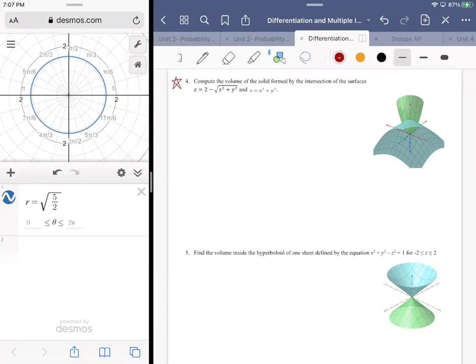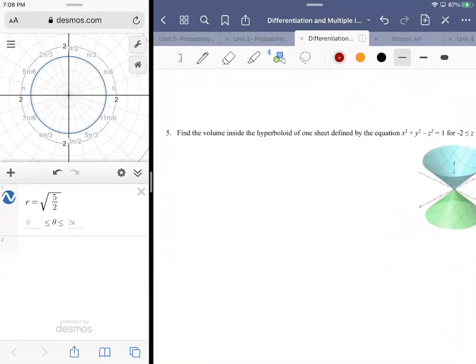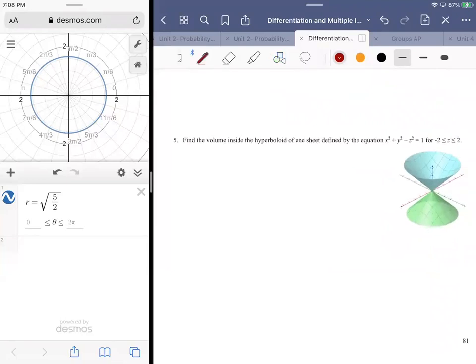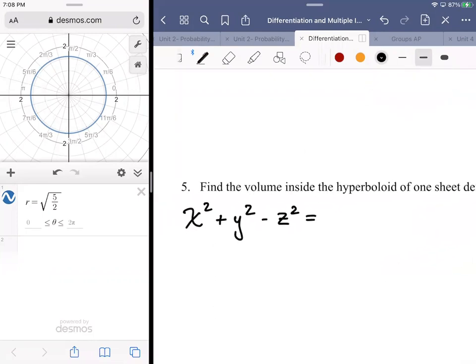Okay, yeah, let's do number 5 together, because after that it's triple integrals. This one is kind of unique because of what we have to do in order to come up with a solution, so might as well. So we have x squared plus y squared minus z squared equals 1. And that's happening over the interval of -2 to 2.